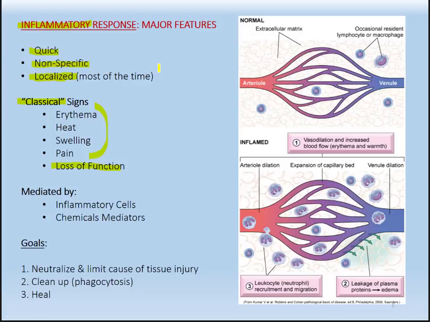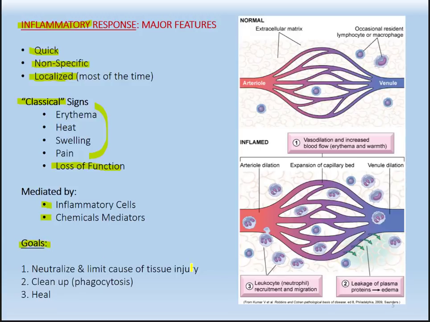We want the inflammatory response to be localized, and if it's not localized and it spreads to healthy, uninjured tissue, then it could cause damage. So making sure that it's confined to the area is very important. As we'll see today, this process of inflammation is mediated by both inflammatory cells and chemical mediators. We'll go into details on these shortly.